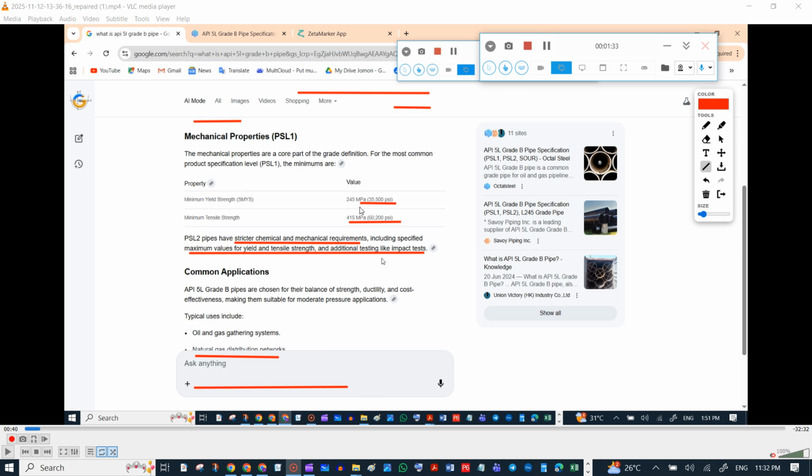So the minimum yield strength is 35,500 psi, and minimum tensile strength is 60,200 psi. And when we are referring to PSL2, it has strict chemical and mechanical requirements, maximum values for yield and tensile strength, and additional testing like impact test.